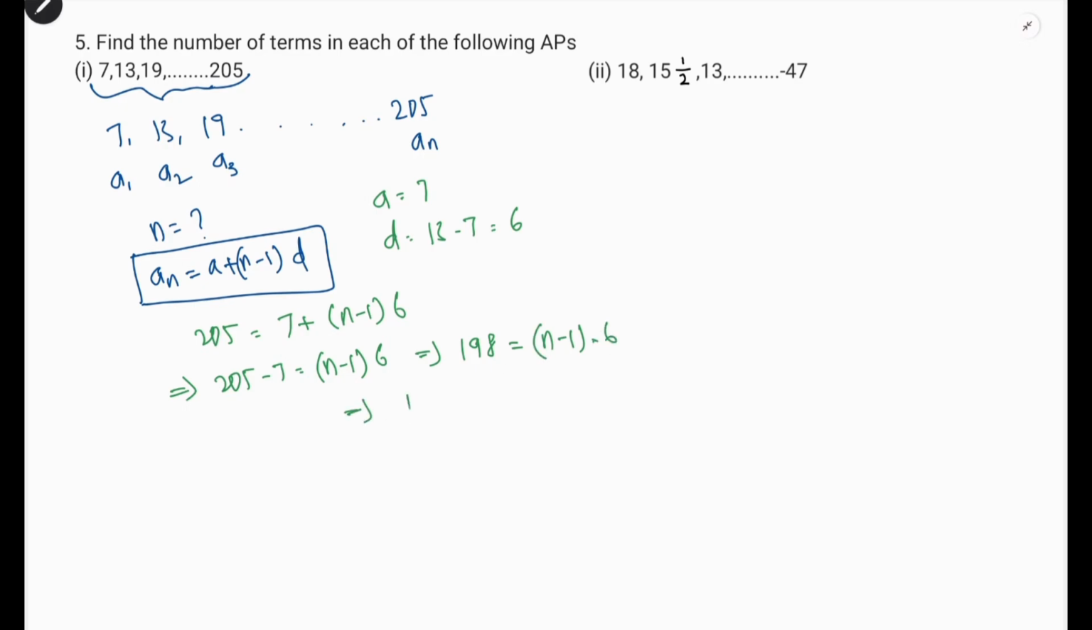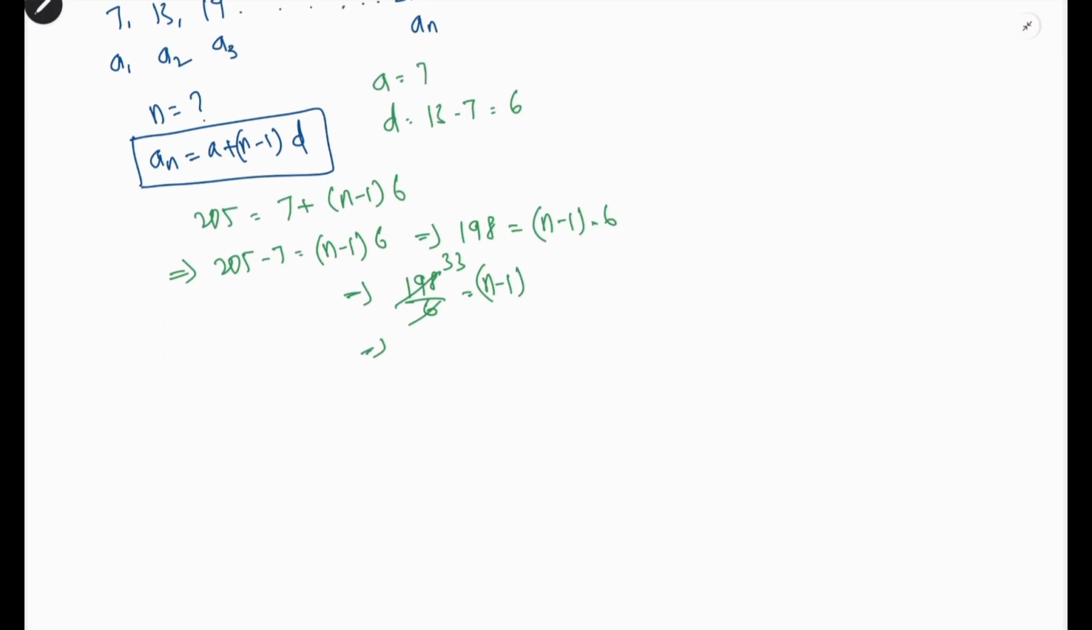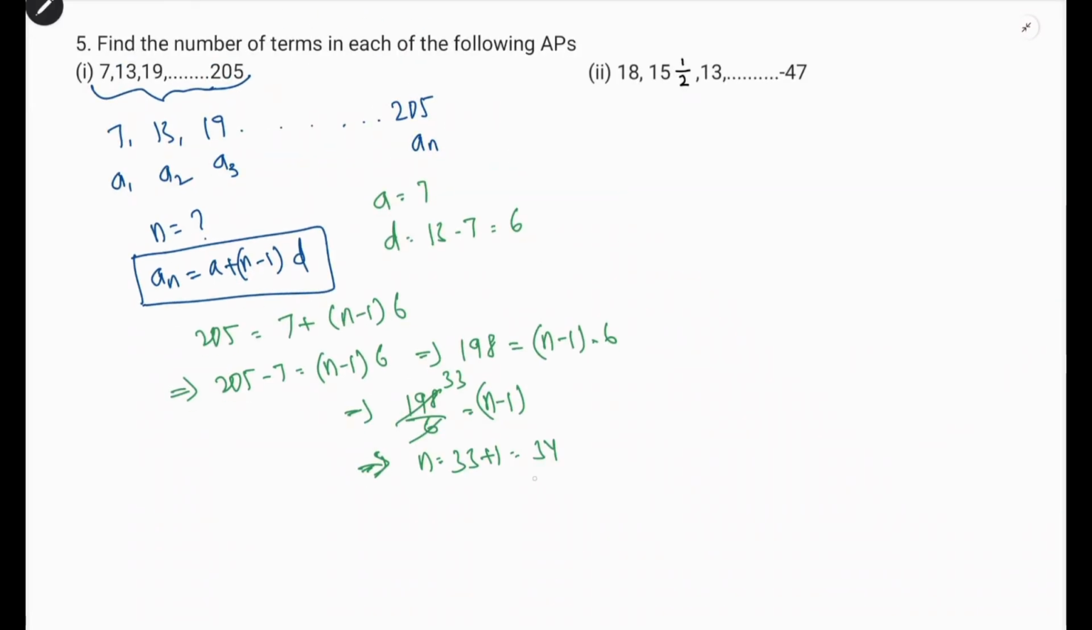You bring 6 to the left side, it will be 198 divided by 6 is equal to n minus 1. 6 into 33 is 198, so 33 is n minus 1. So here n is equal to 33 plus 1. It is 34. So there are 34 terms in the first arithmetic progression.